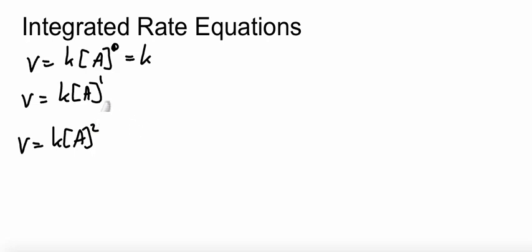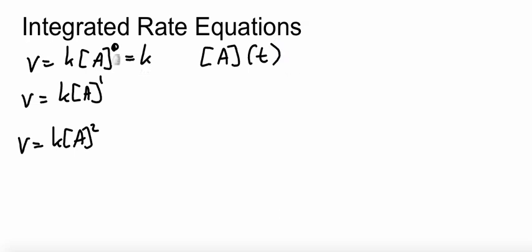Okay. So in all of these cases, we're talking about how fast the reaction goes as a function of the concentration of this reactant A. We're not actually giving how A varies as a function of time. But the integrated rate equation actually gives you that. It gives you how the concentration of some reaction component varies as a function of time.